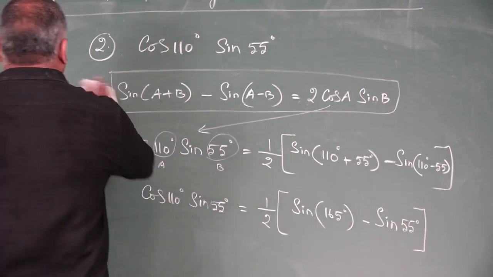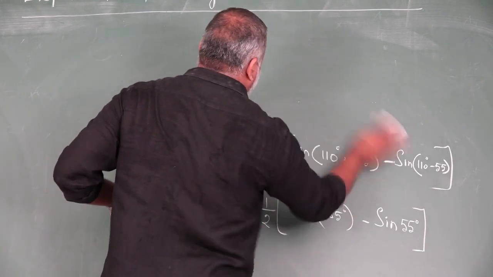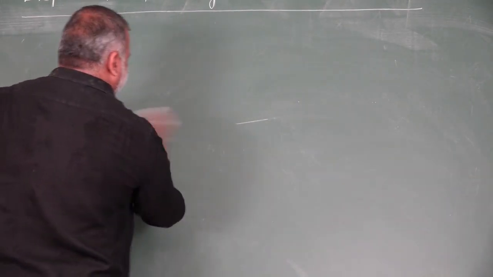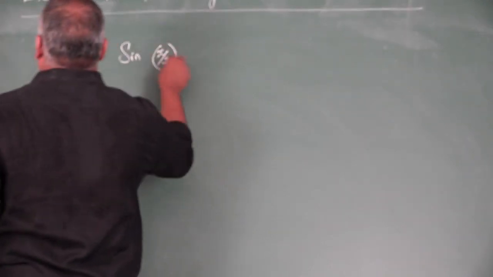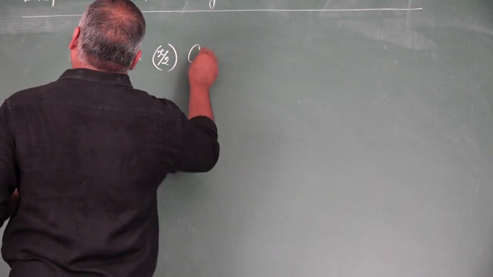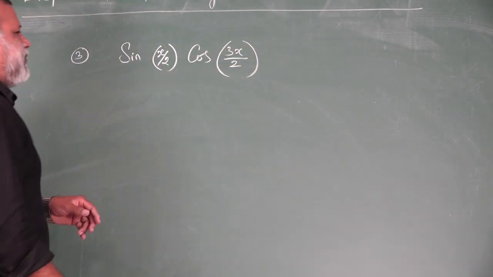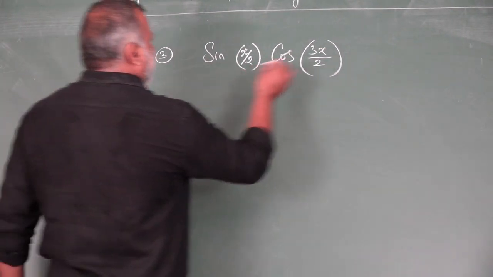Now listen, the third question in the same model. The given data is product. The result must be either a sum, meaning addition, or a difference. Difference means you can get the negative symbol. See question number 3. Sine of x by 2, then cos of 3x by 2. Now relate with this one.